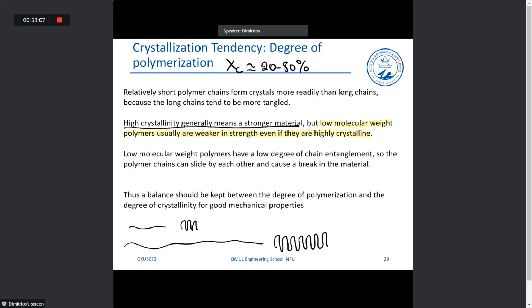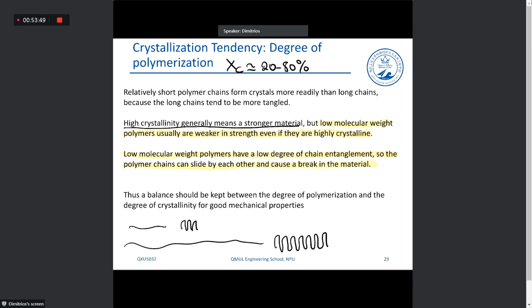And why is that? Because they have a low degree of entanglement. In this case, the polymer chains can slide past each other and cause a break. So if someone tells you that one polymer has a degree of crystallinity of 60% and the other has a degree of crystallinity of 40%, which would you expect to have the better mechanical properties? Then you would say it's not possible to answer if I don't know their molecular weights.